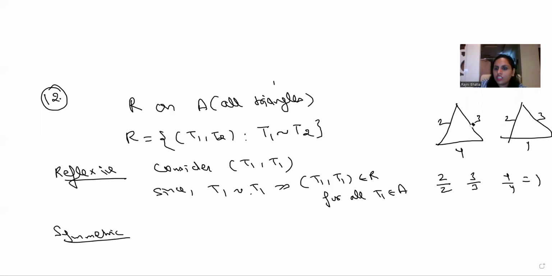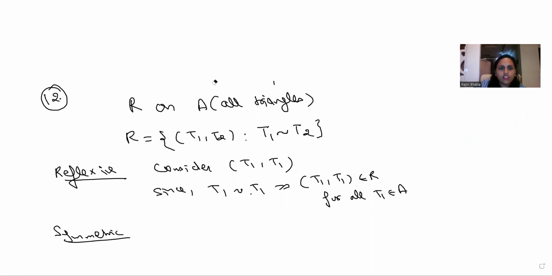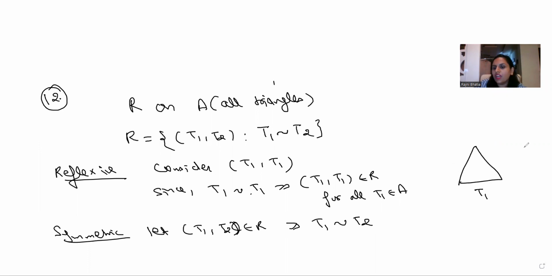But this was just for the reference. We are not going to write this entire thing in the proof. For the symmetric part, we will write, let T1, T2 belongs to R. Now this implies T1 is similar to T2. Now consider the example. Suppose this is the triangle T1. This is the triangle T2.